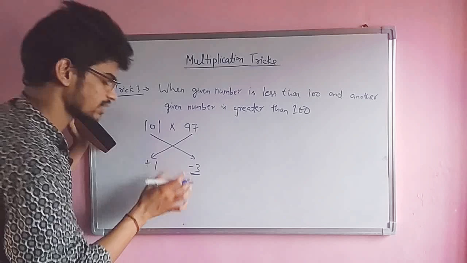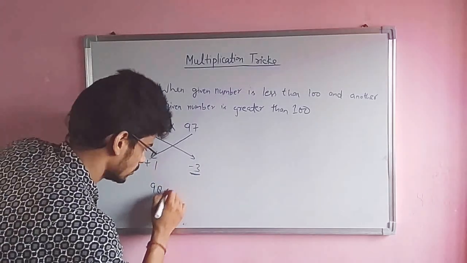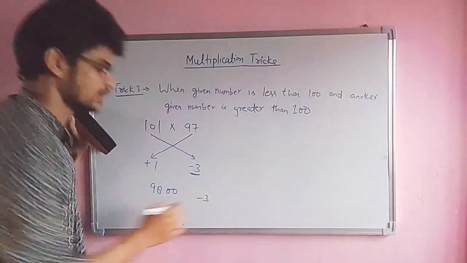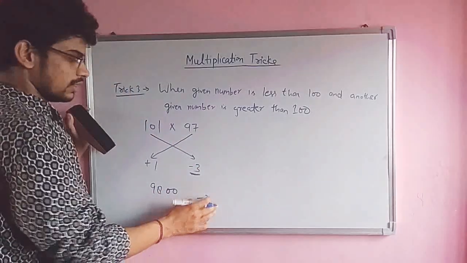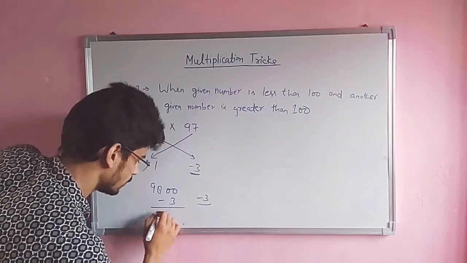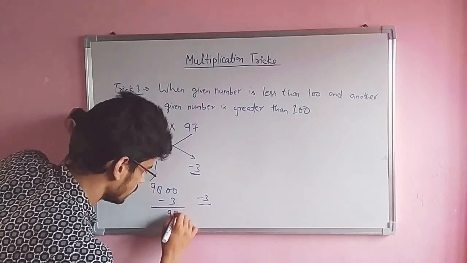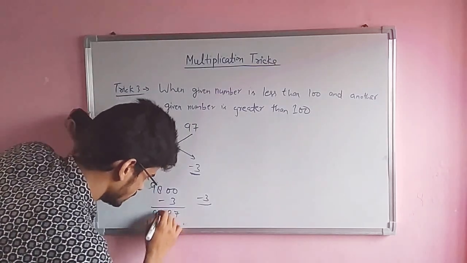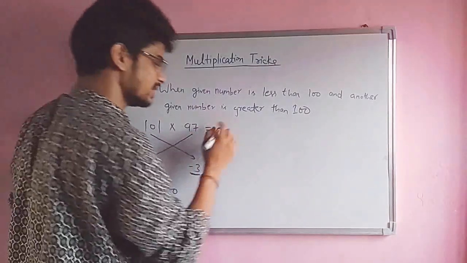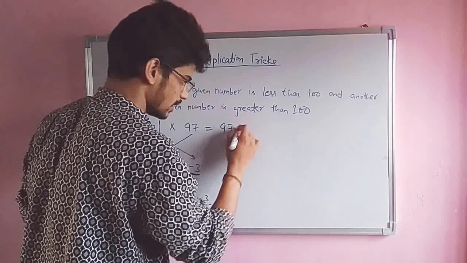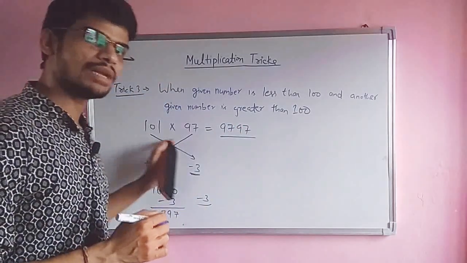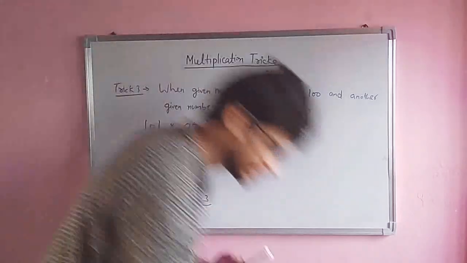Now multiply these digits into each other. Note down the 00 and we get minus 3 as the multiplication of these numbers. Now subtract the 3: 9797. So now we get the calculation of 101 into 97, that is 9797. The multiplication of what? 101 multiplied by 97.